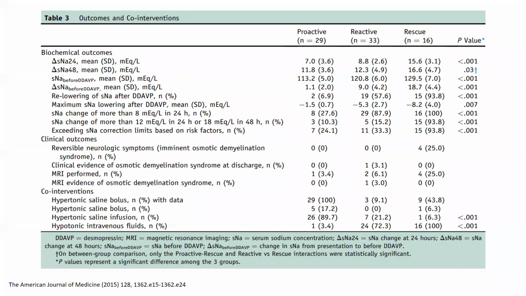If you see the last four lines, the co-intervention: with the proactive strategy, they always used 3% hypertonic saline, maybe 2% or 3%, and it was used in 100% of these patients. And with the rescue, they always used hypotonic fluid to drop them down. And the rescue depends on the situation. If the patient needs more volume, or needs to be dropped more, they can use hypotonic as well.